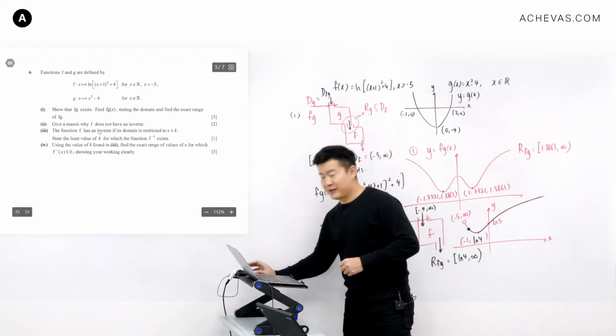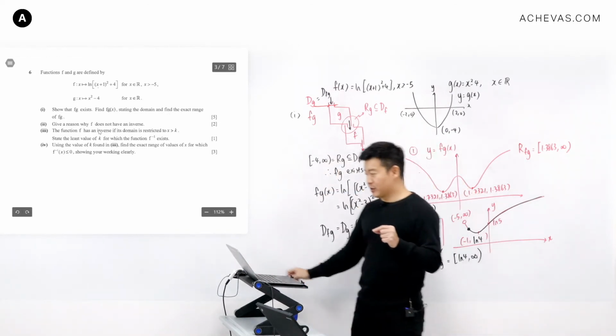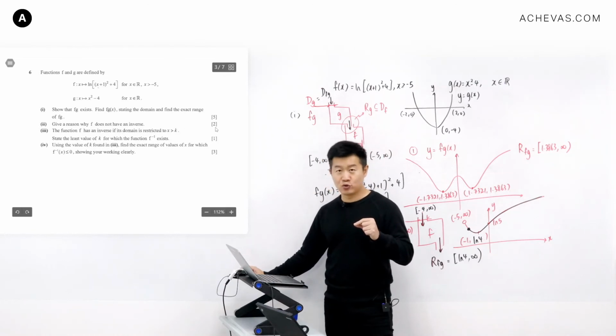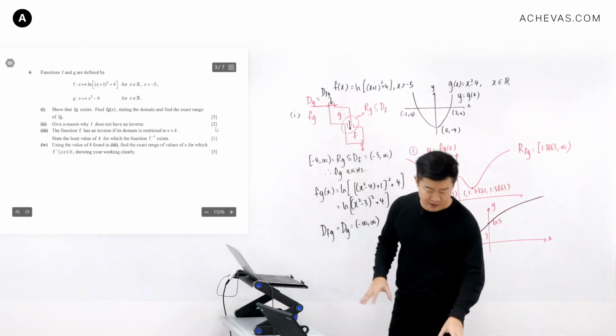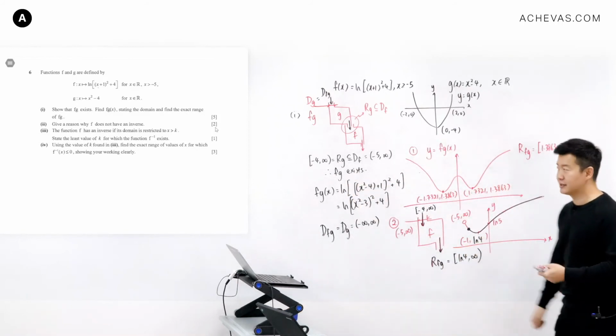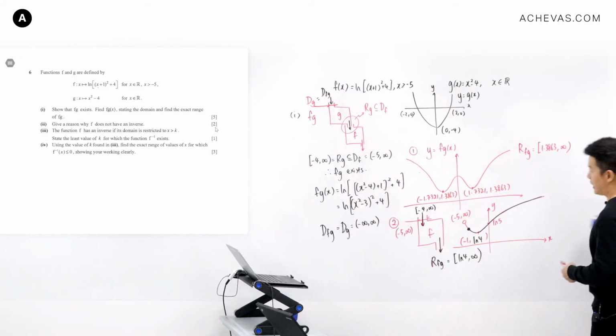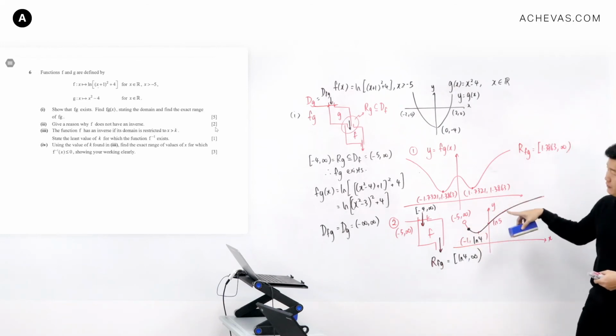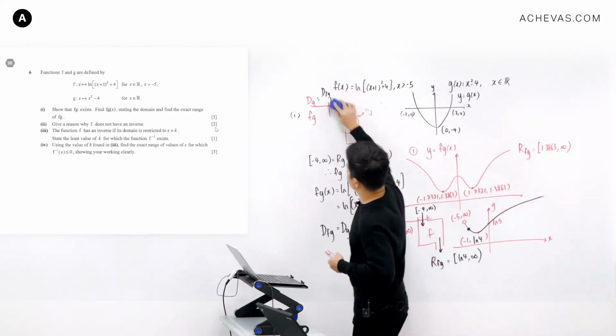Give a reason why f does not have an inverse. This question is strange because they actually gave 2 marks. They shouldn't be giving so many marks. They should have just given 1 mark to this. I'm not sure why, but sometimes teachers plan according to the entire paper. So I'm going to be making use of the graph of f. Since I'm doing that, I'm going to just redraw it here, okay?